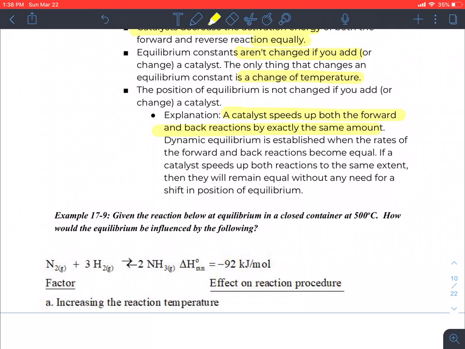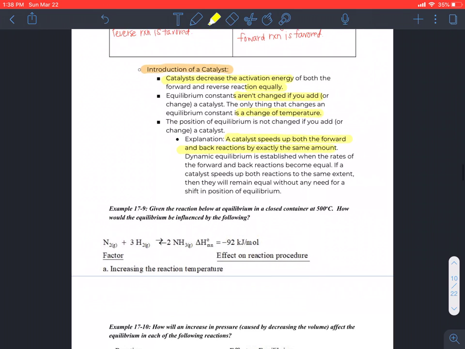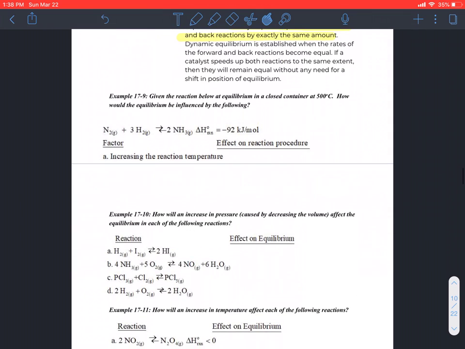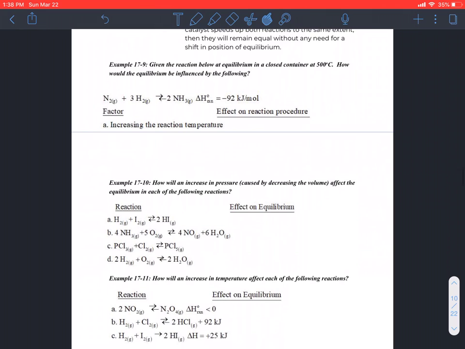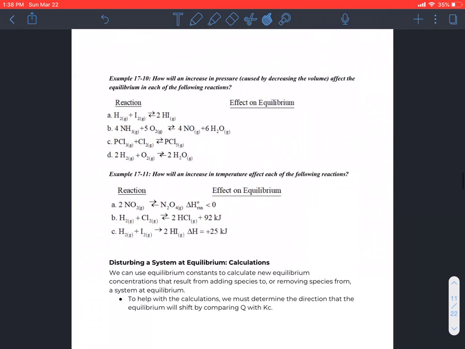So now we're going to practice some of these reasonings on a few different problems. I am going to stop the video here in a minute, and you're going to have a chance to go through that. But I wanted to show you what to do. So 17.9 and 17.10 and 17.11 we're going to all do here in a minute.